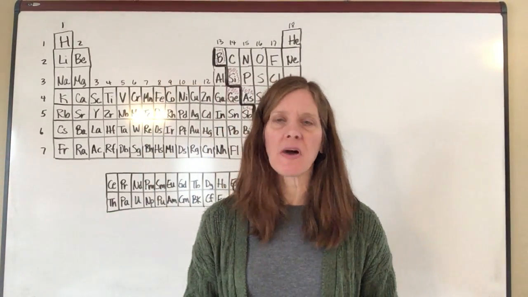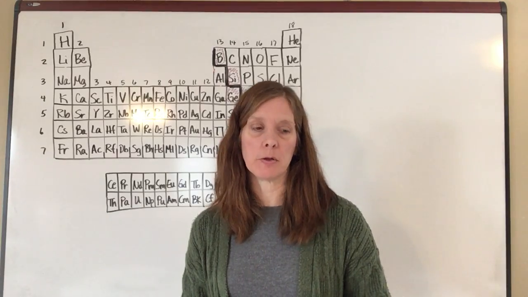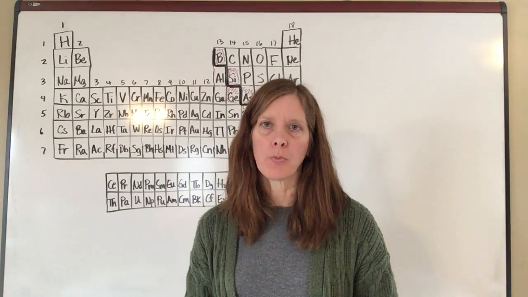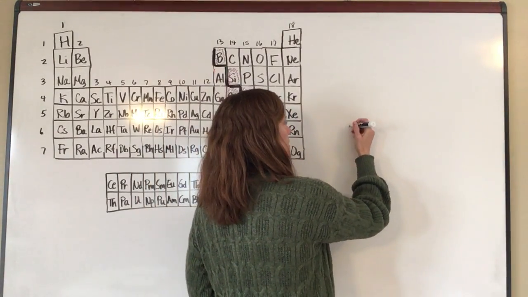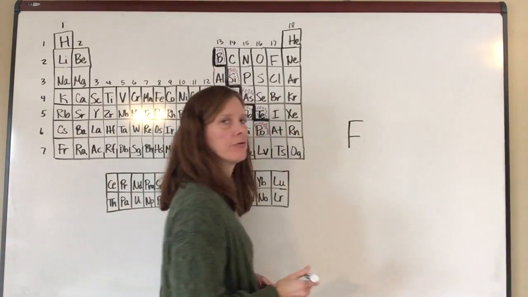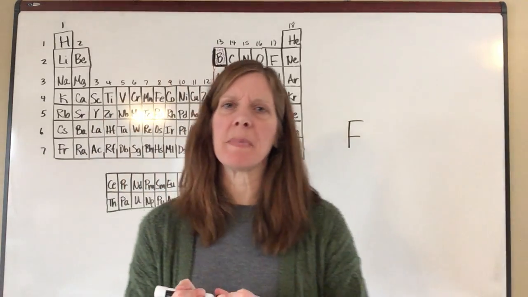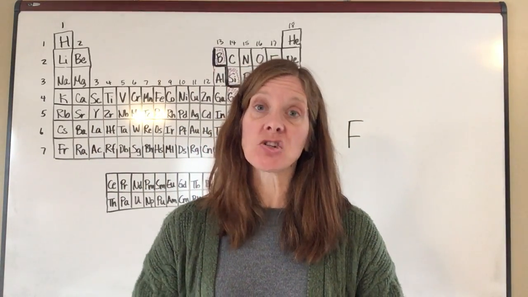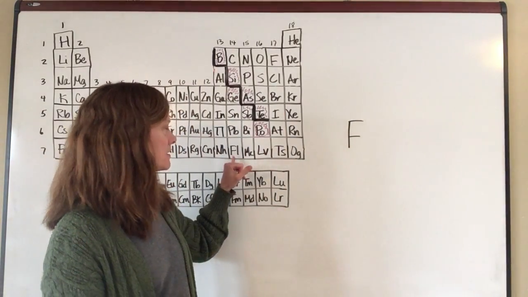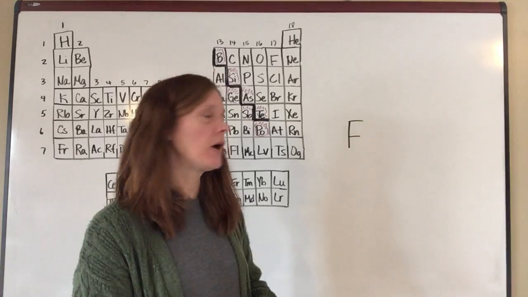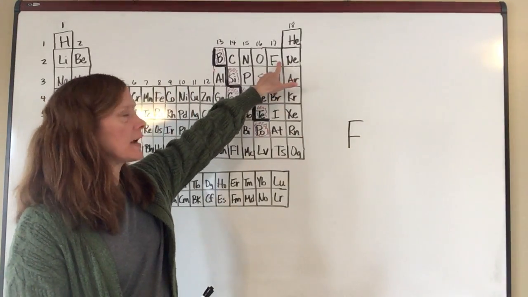We're going to start today with just a little bit of review. I want you to find the element fluorine on the periodic table. Hopefully that won't be too difficult. The element fluorine is a capital letter F. I do have students who try to make it an FL, but that's actually a different element. It's located way down at the bottom of the periodic table. So this is just an F, and fluorine is located right up here.